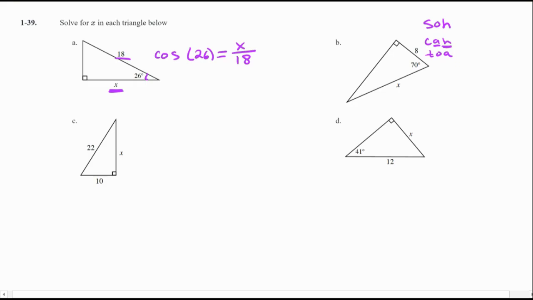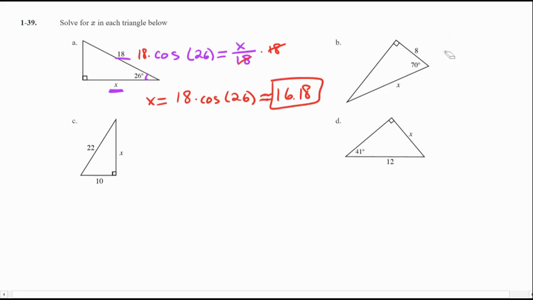I'm solving for x, so I'm going to multiply by 18 on both sides to cancel that out. If I were to do this without a calculator, I would just have 18 times cosine of 26. Once I have a calculator, I plug cosine of 26 in, multiply it by 18, and I end up getting about 16.18.